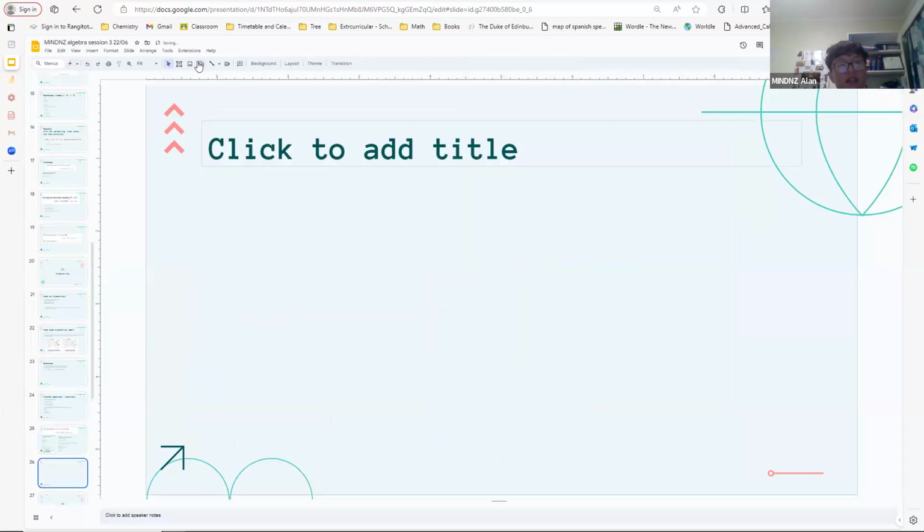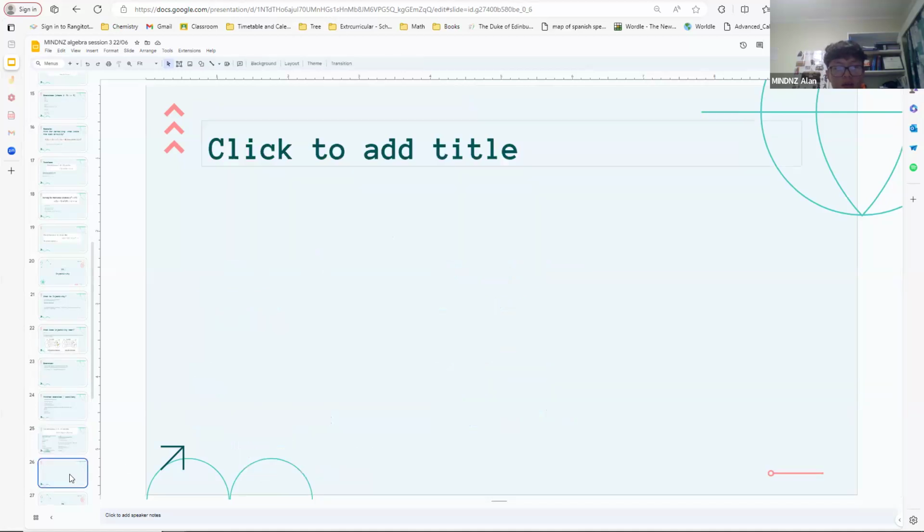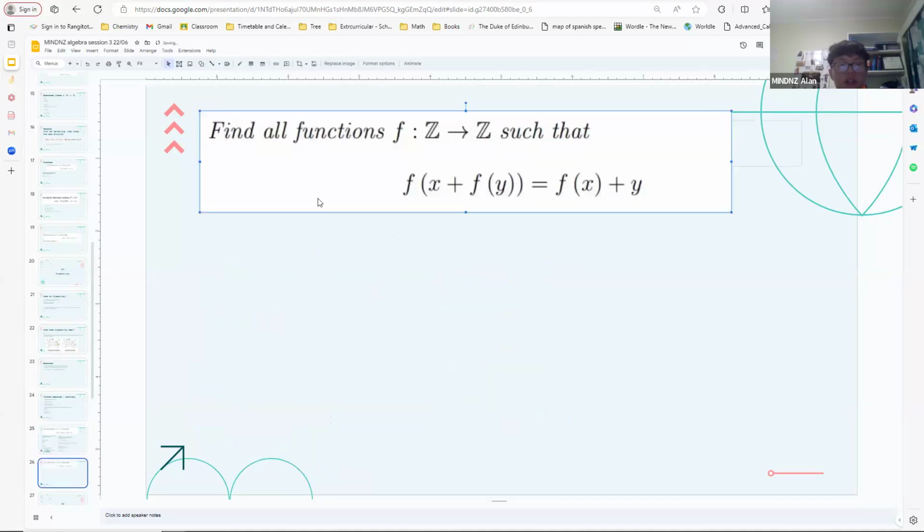So I'll give you guys 2 minutes to plug in f of 1 into this equation, and then you can tell me the answer to what f of x can be. Or if you can't figure out what f of x can be, tell me what f of x can't be.